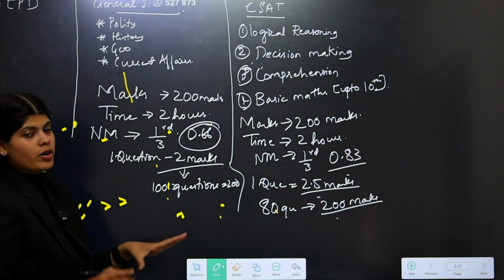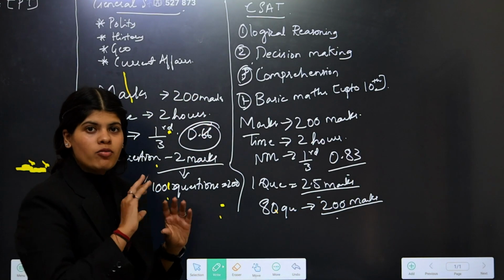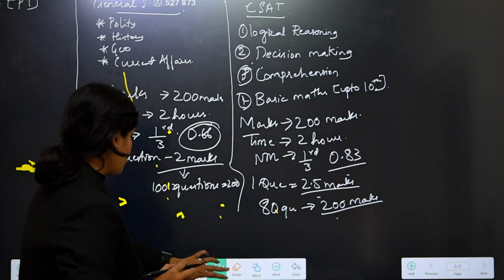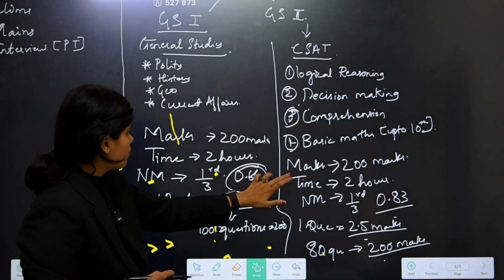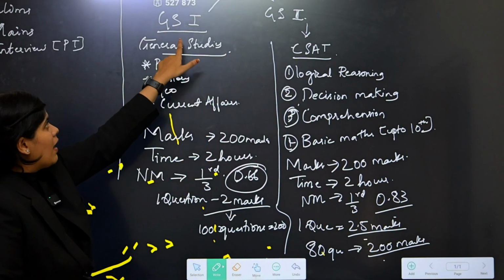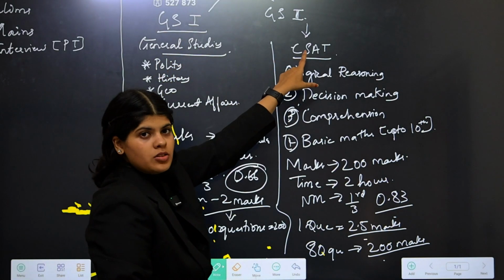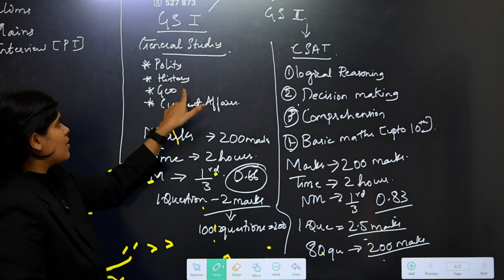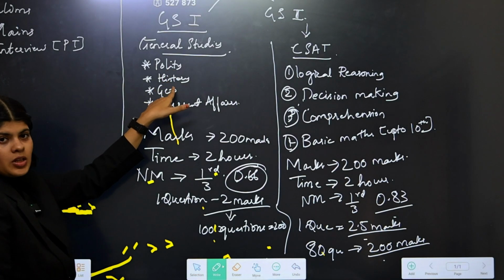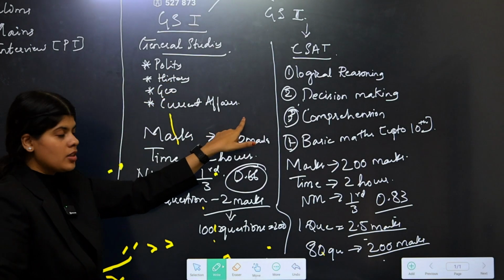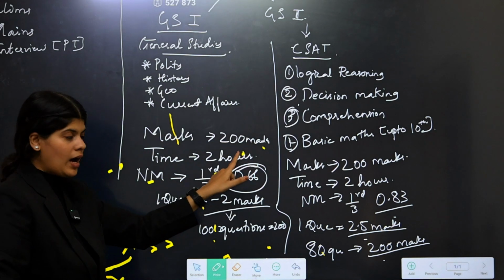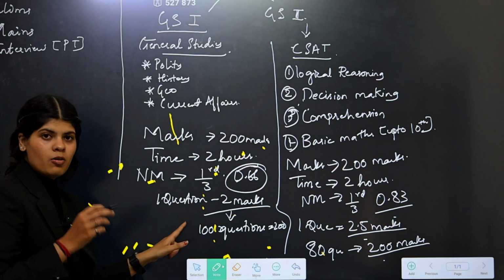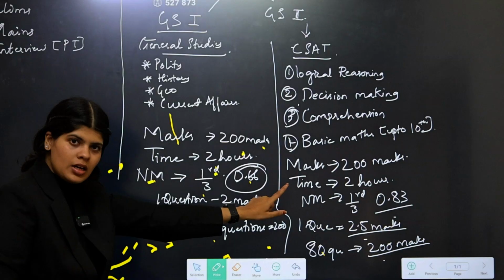So this is the overall summary of the prelims examination. To sum it up, you have GS1 and GS2. In GS1, you have subjects like polity, history, geography, current affairs. The marks are 200, the time is 2 hours, and the negative marking is 1/3, which is 0.66.